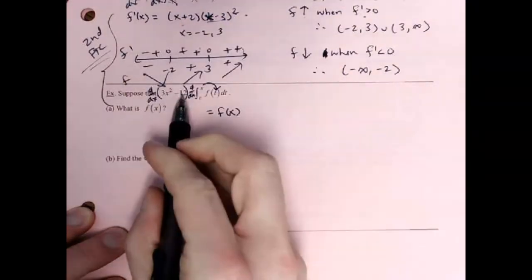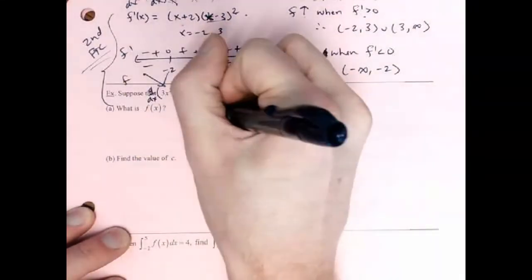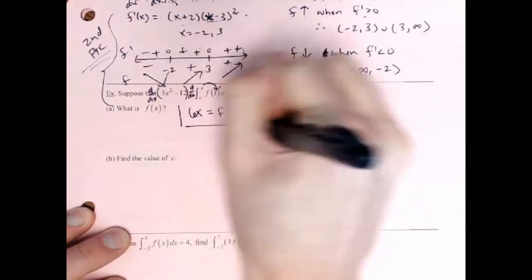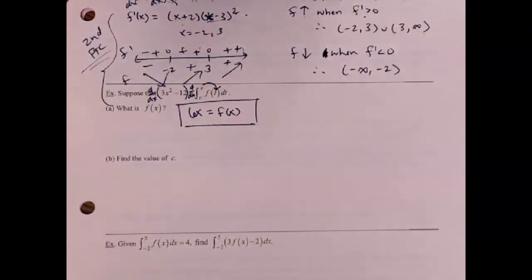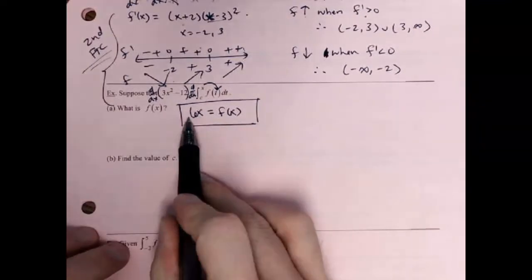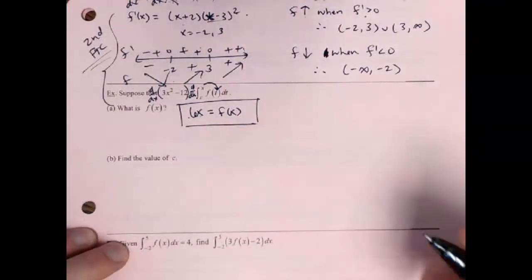The derivative of that is 0, so it doesn't matter. The derivative of this is 6x. There we have it. Taking the derivative of both sides will give you that f of x is 6x, right? I'm going to take 6 and multiply it by the variable. That's what your f function does.